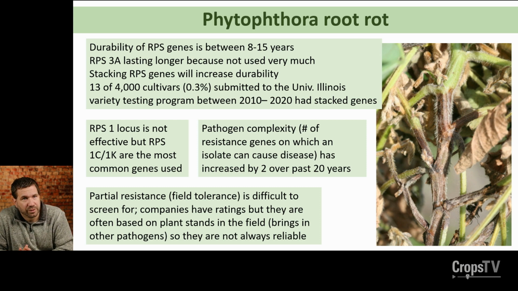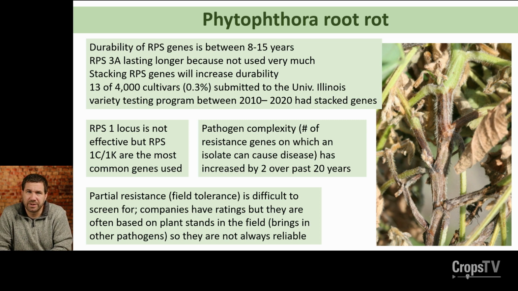So in general, the RPS1 locus is not effective, but unfortunately the RPS1C and 1K are the most common genes used. And so this should raise some red flags as far as effectiveness for managing Phytophthora, in that most of the major genes or the single gene resistance that we have out there are not effective against the isolates that currently exist.